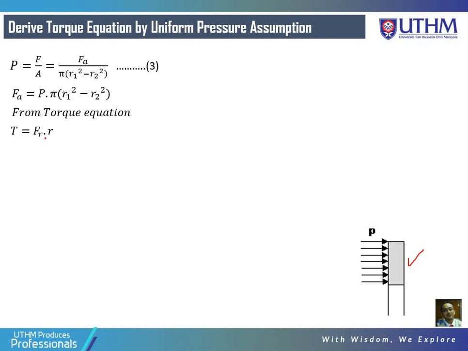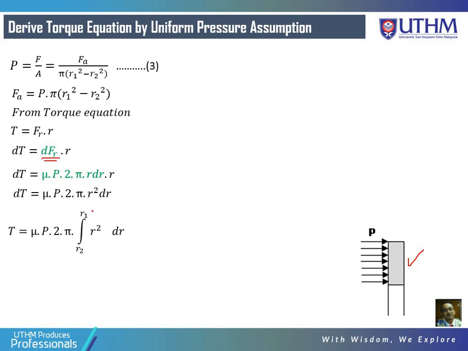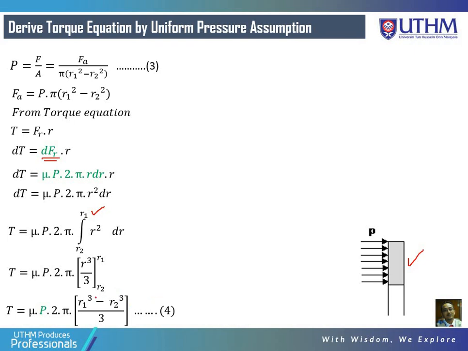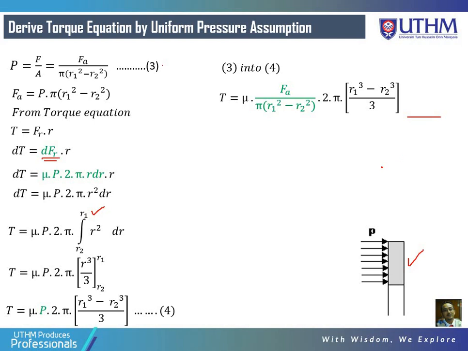So you know that torque is equal to friction force times R, the radius. So a small amount of torque, dF times R, and then you put here the previous equation. Then rearrange the equation and do the integration from R2 to R1, and by the time you do the integration, you will get this equation. This is equation number 4, and this is equation number 3. So you just put equation number 3 into equation number 4, and you will get a new equation over here.